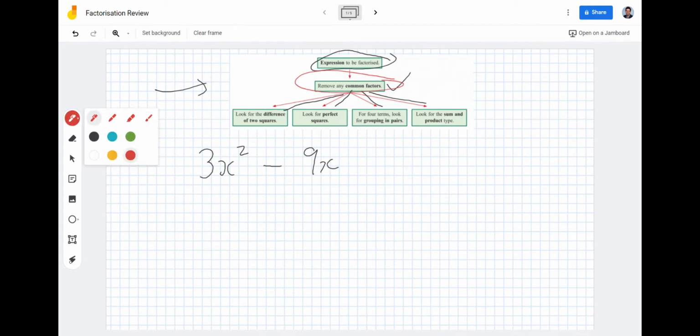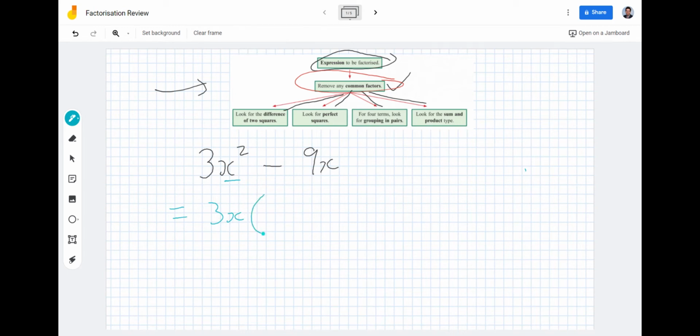So in this video, I'm going to now talk you through about five quick examples of how we do some factorisation. So here's our expression, 3x squared minus 9x. We always look for any common factors. Are there any common factors here? X is the same. And we've got 3, and we've got 9. So our highest common factor is 3x.